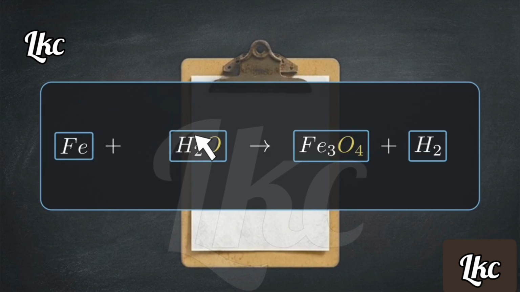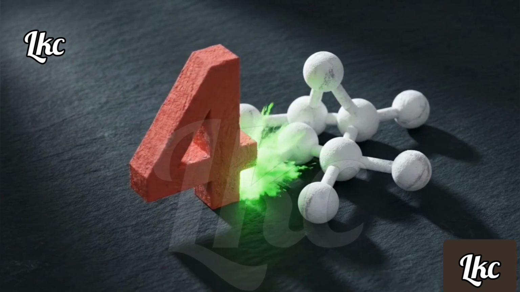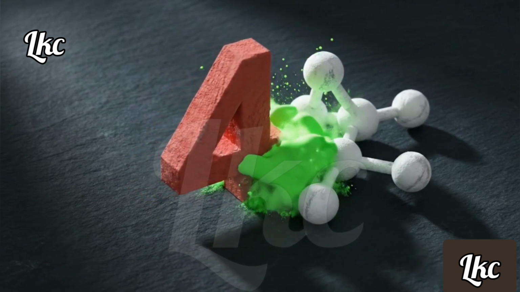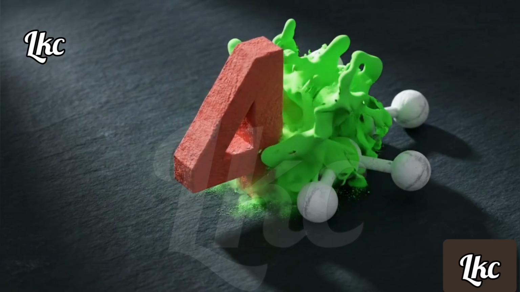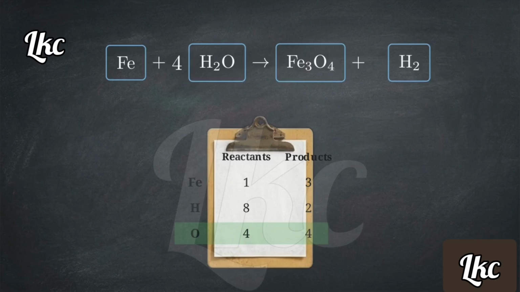We balance oxygen by placing a coefficient of 4 in front of the water box on the left. We cannot simply change the subscript to H2O4. Altering a subscript fundamentally changes the chemical's identity, transforming stable water into a different, highly unstable molecule. The ledger reveals a side effect. We now have 8 hydrogen atoms on the left. We correct this by placing a 4 before the right side hydrogen box. Finally, placing a 3 before the left iron box completely balances the ledger for all elements.